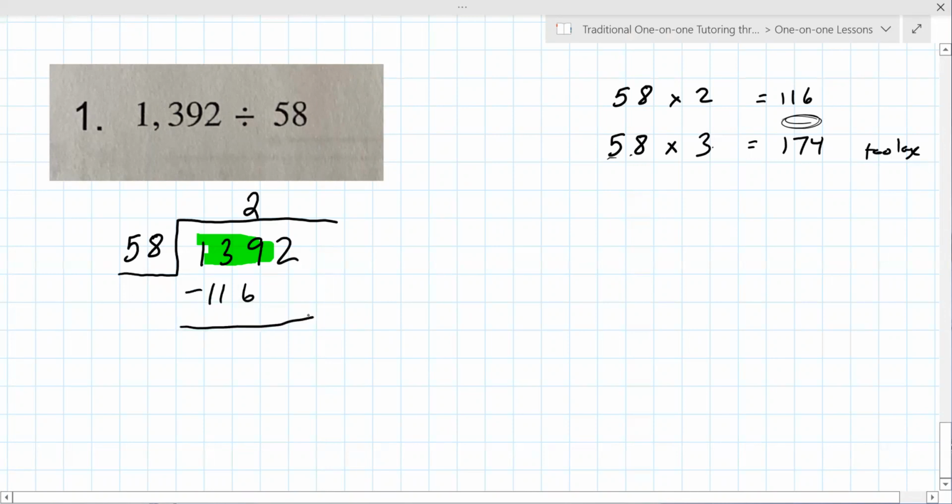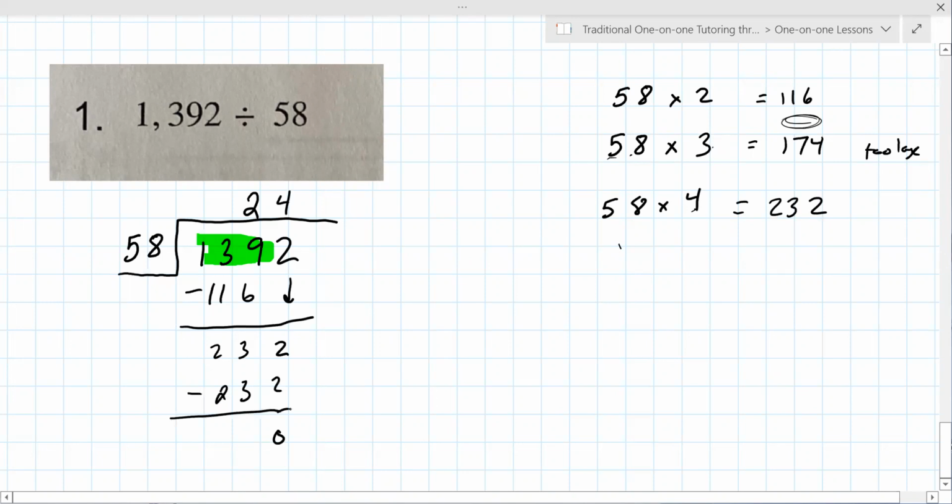So 116 subtract, you end up getting 23, and then you bring down the 2. And 232 is bigger than 174. So you know it's at least 3, but it might be 4. So let's go 4. So 4 times 50 is 200. 4 times 8 is 32. 200 plus 32 is 232. Wow, worked out perfectly. Maybe that may be why it was first.